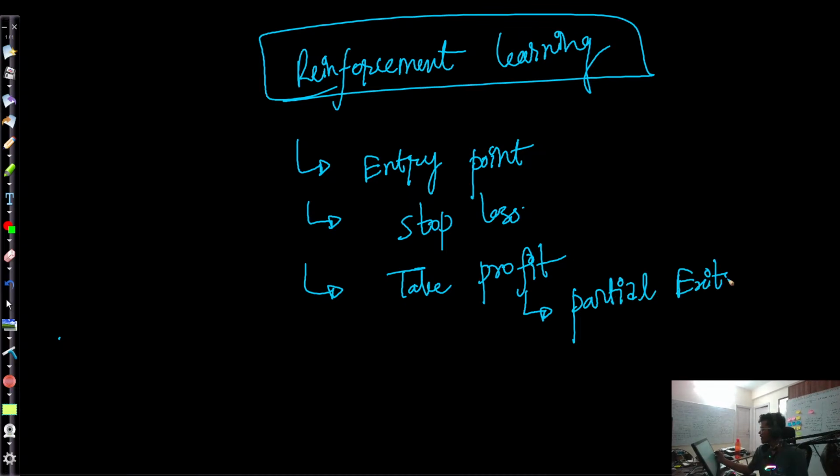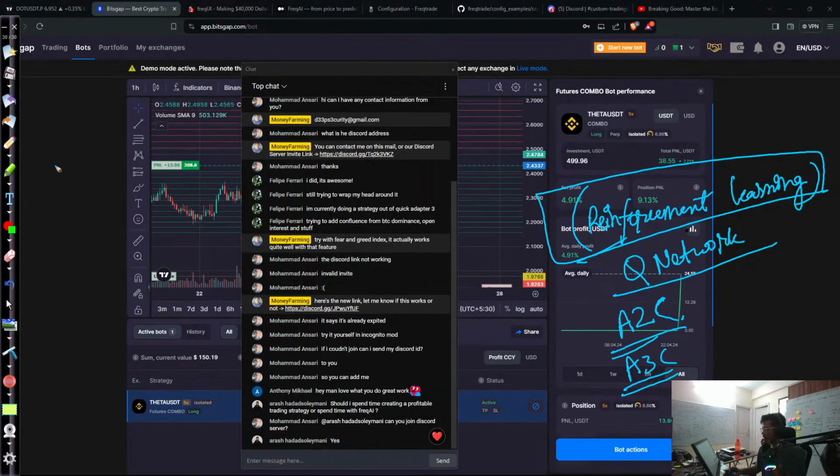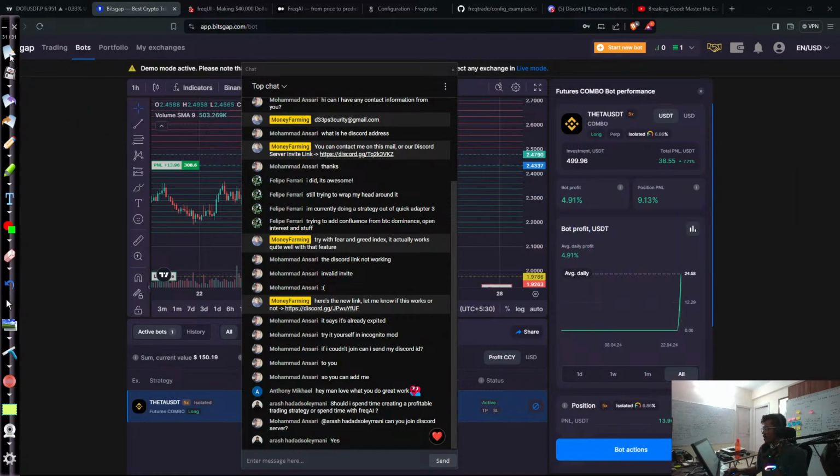Partial exits. And what else, like time, how much time you want to stay in. Basically what I mean is time dependent exits. Okay, time dependent exits. I hate it when my pen doesn't work. Time dependent exits. So it will do everything for you. We just have to handle the machine learning, which is FreqAI.